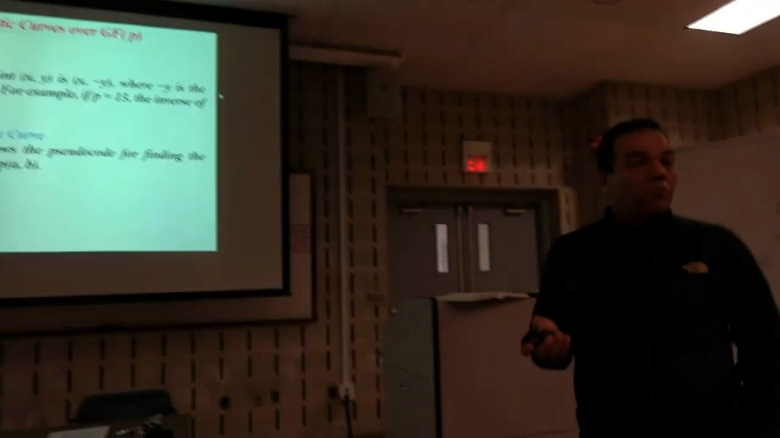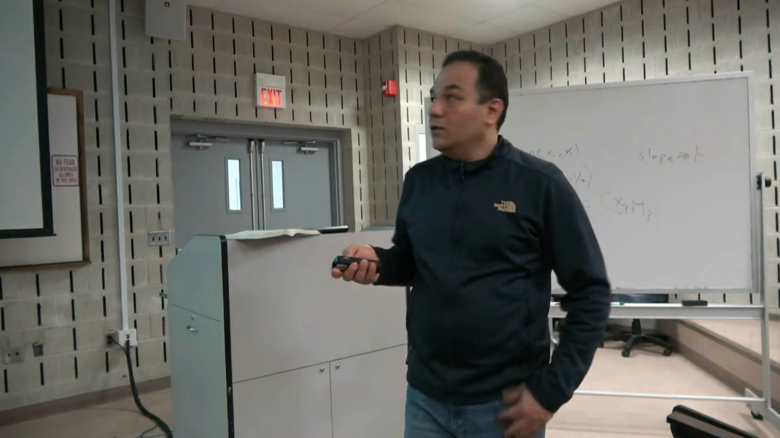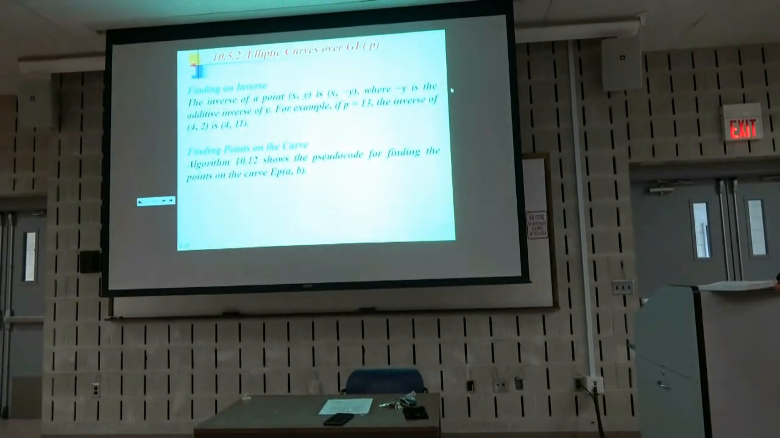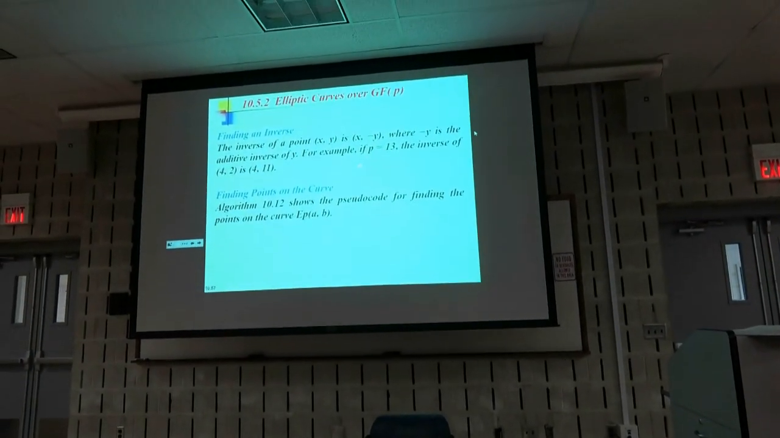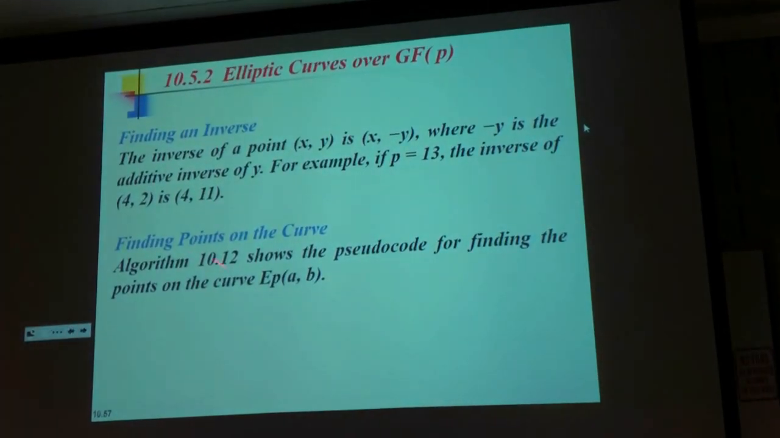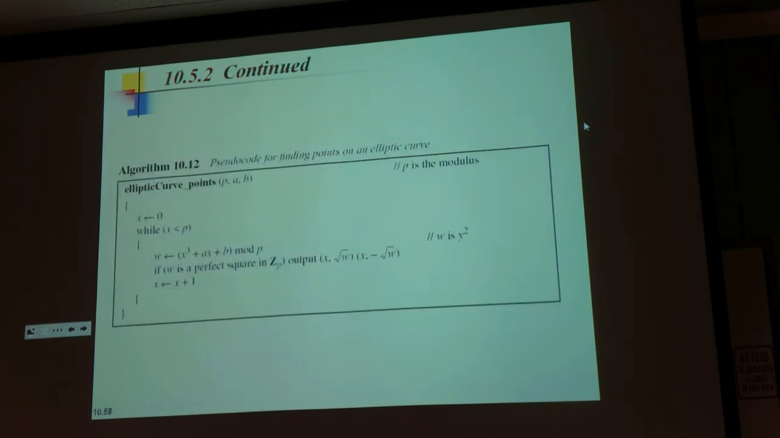Remember that in cryptography, we always use modulo. So the inverse of this point: x is fixed, and y, 2 plus 11, mod 13 will give you 0. Finding points on the curve. Algorithm 10.12 shows the pseudocode for finding the points on the curve. So you have this equation, where the modulo is p, and a and b define the curve, and the point is x and y.